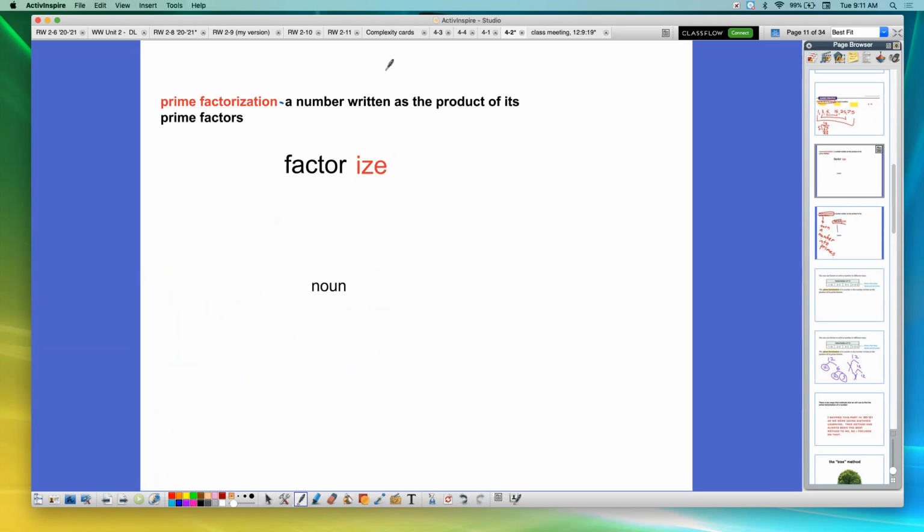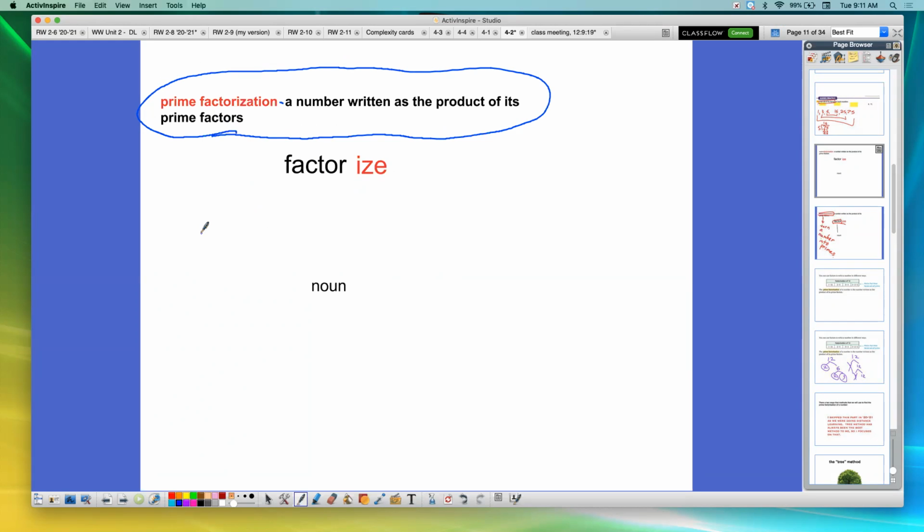Okay, so here's the definition. There's the vocab word, prime factorization: a number written as the product of its prime factors. Yes, you need to write this down. It's a noun, you don't need to write that. You don't even need to write factorize. You just need to write this part right here. This is the definition. Prime factorization, a number written as the product of its prime factors.